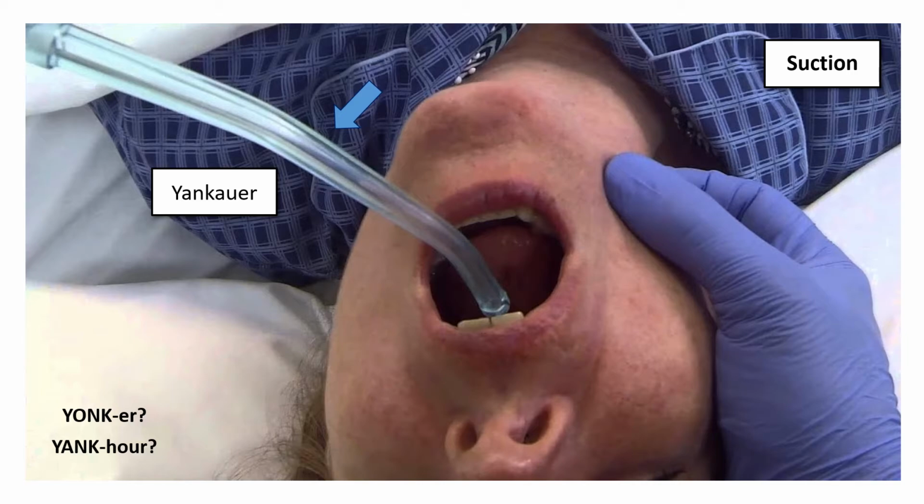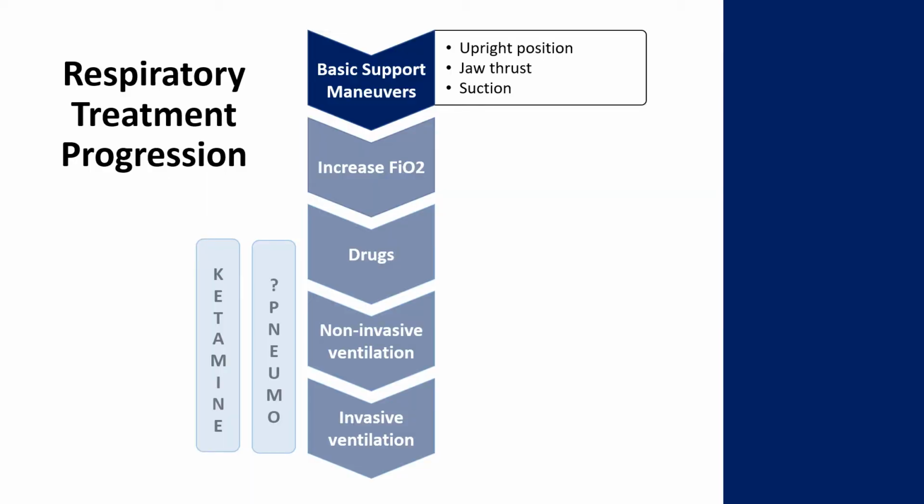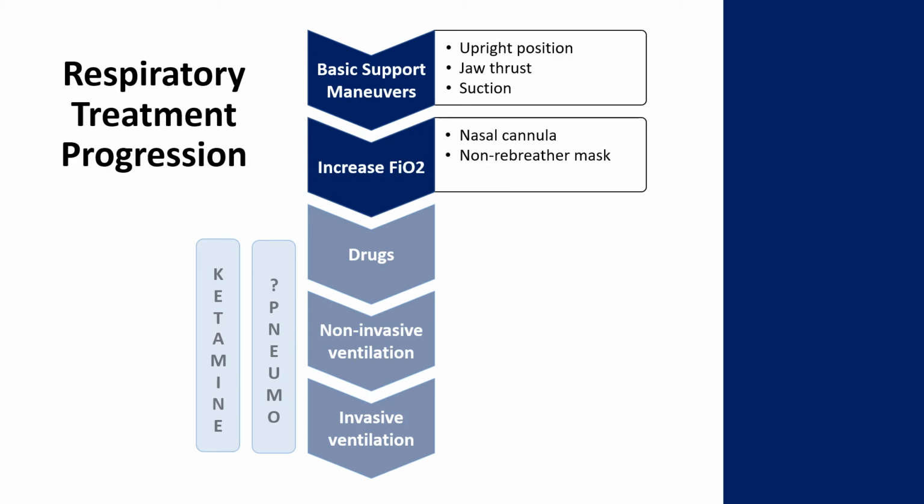There are lots of different devices to use. You probably have this one available, but get to know what's available in the areas where you're going to work. So basic support maneuvers are easy and simple, and you should use them. Let's look at increasing FiO2. So we said that includes a nasal cannula, a non-rebreather mask, and high-flow nasal cannula.